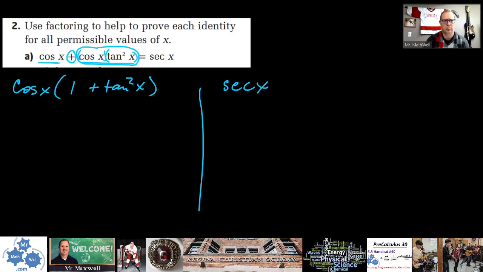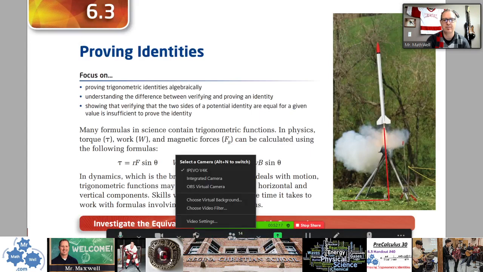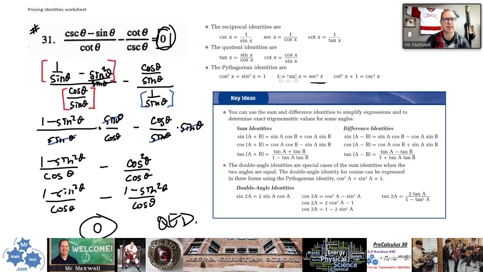Oh yeah, sorry, 1. Where did I get minus from? Ooh, weird. 1 plus tan squared. There we go. It is the same. Okay, look at that. What does it equal? Secant squared. Awesome.